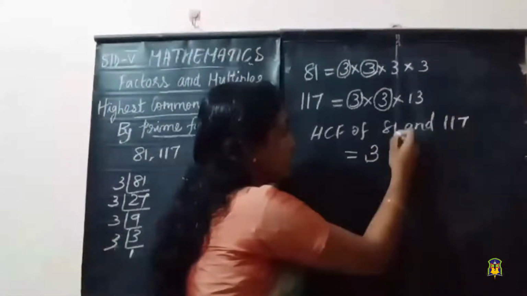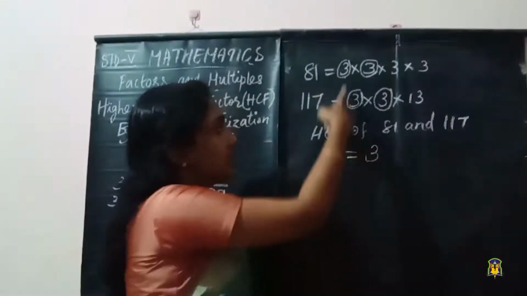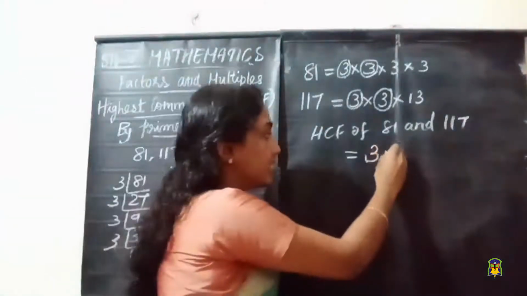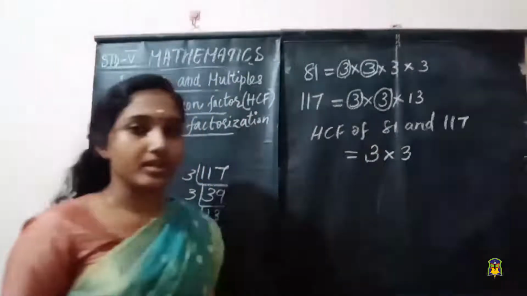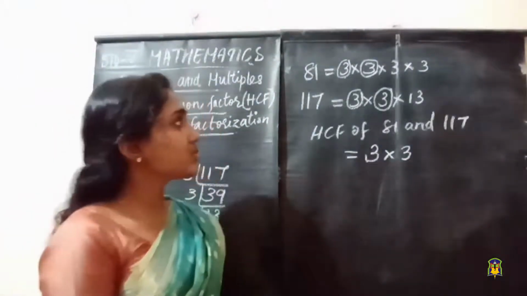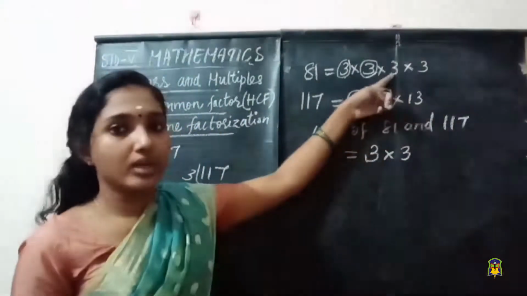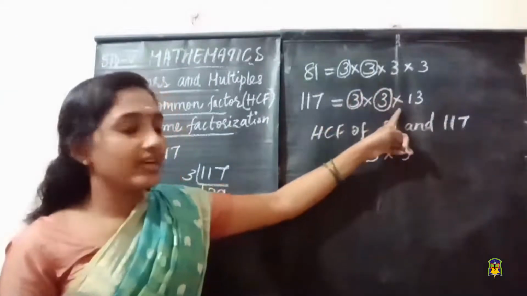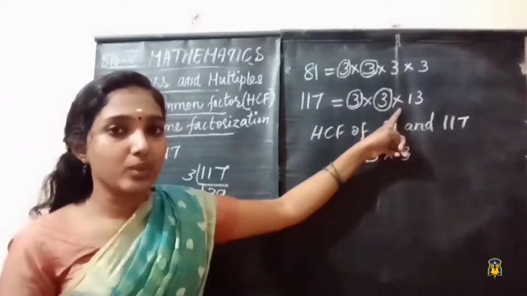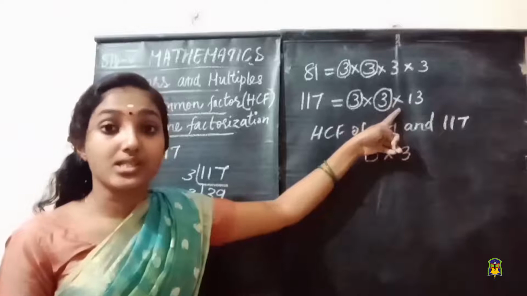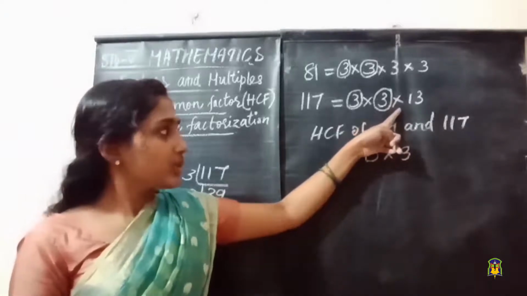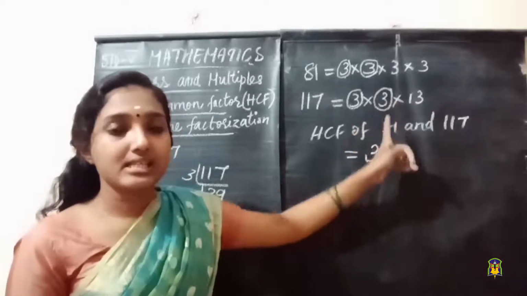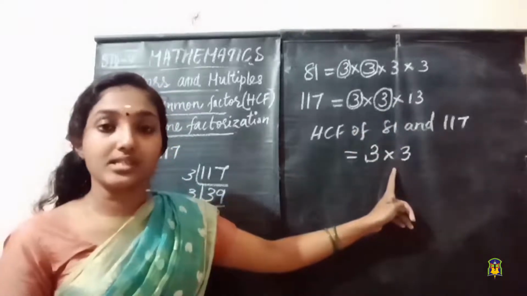So the HCF of 81 and 117 has a 3 here, into another 3. Next, there is one more 3 in 81, but we cannot find any more 3's in 117. So it is not common, and we cannot write it in the HCF since it is not common.